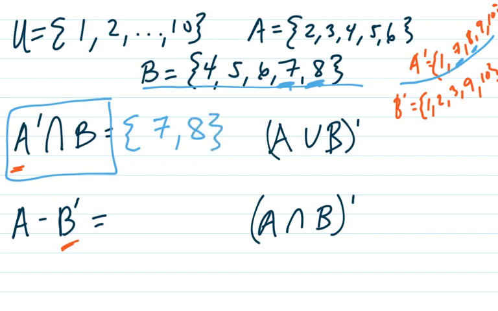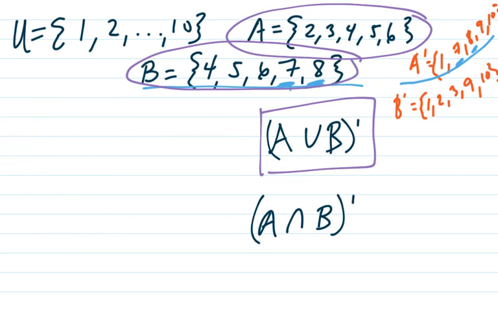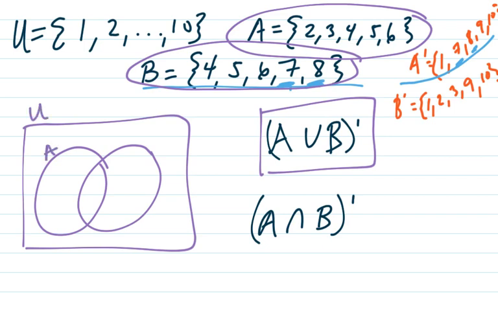Now we're going to look at the complement of the union of A and B. So the union of A and B is going to be everything that is in A and everything that is in B. So let's take a second and actually draw out the Venn diagram that matches this information. So we have the universal set, we have set A, we have set B. Set A contains 2, 3, 4, 5, and 6, and B contains the elements 4, 5, 6, 7, and 8. So they both share 4, 5, and 6.